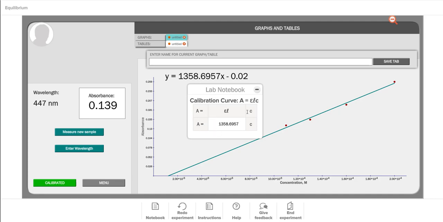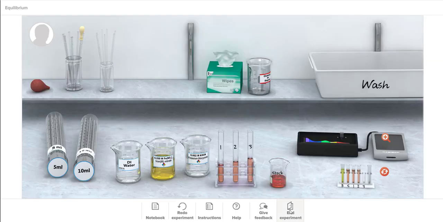So here is your calibration curve, and E, which is your absorptivity, times L, the path length, is going to be the slope of the line. At this point we're done, so we click End Experiment.